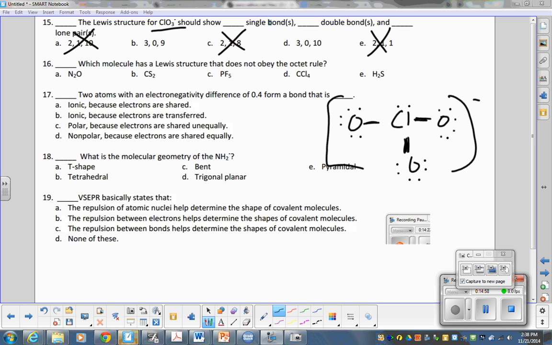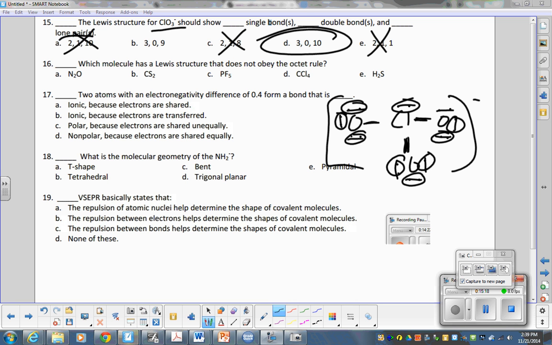2, 4, 6, 8, 10, 12, 14, 16, 18. Wait, it's pairs. Let me try that again. 1, 2, 3, 4, 5, 6, 7, 8, 9, 10. 10 pairs. So D would be your correct answer because you're counting dots. So 2 dots is a pair, and then basically you're breaking them down.